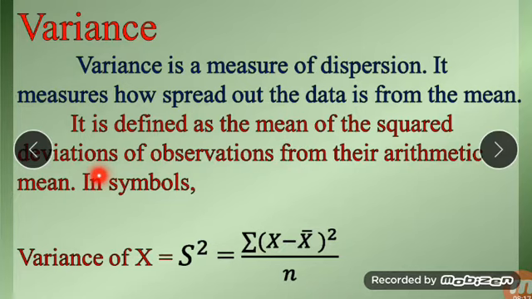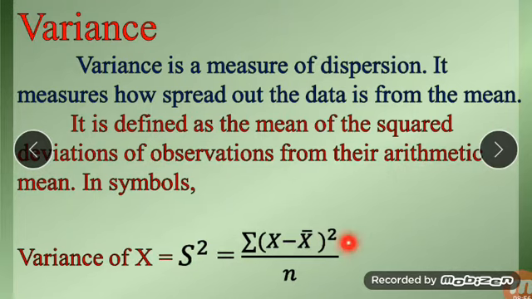The squared deviations of observations. Deviation in statistics means the difference of any value, or the difference of observations, from a fixed value. So here the fixed value is the arithmetic mean, the average, and the difference of it from the observations given in the data set is known as deviation. Mean of the squared deviations of observations from their arithmetic mean means the deviation of every observation from the average should then be squared.